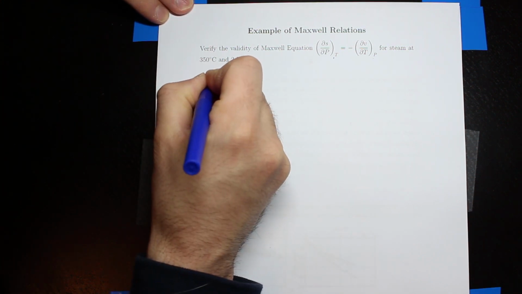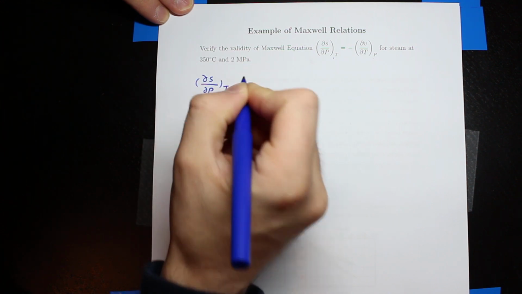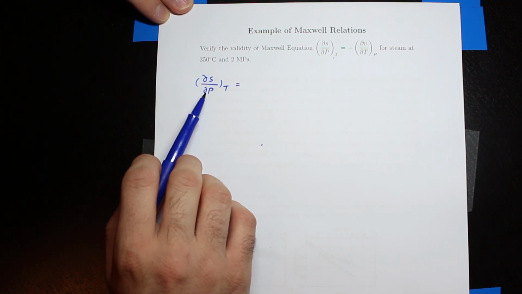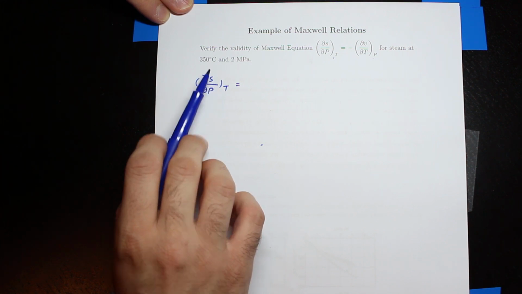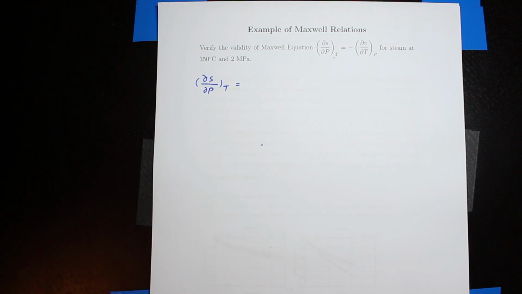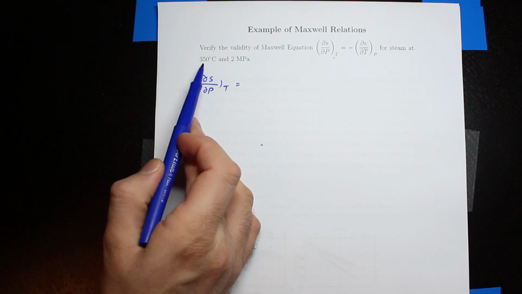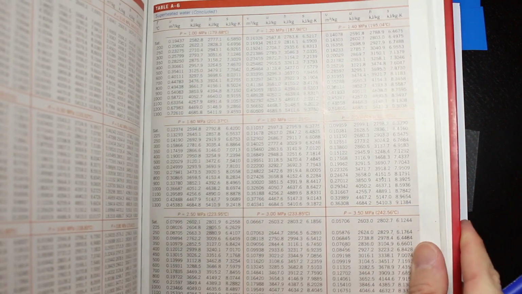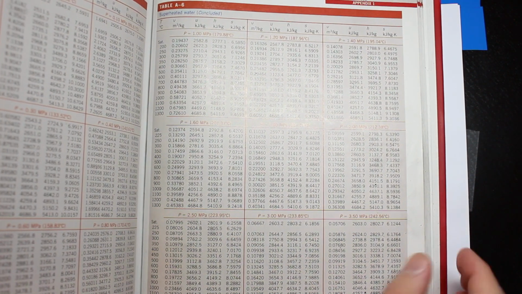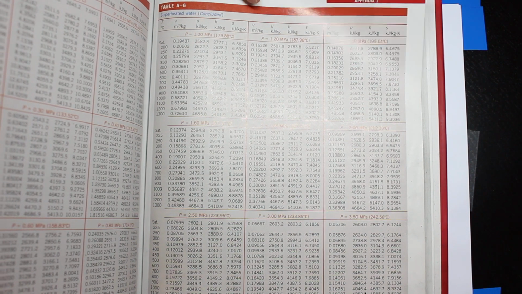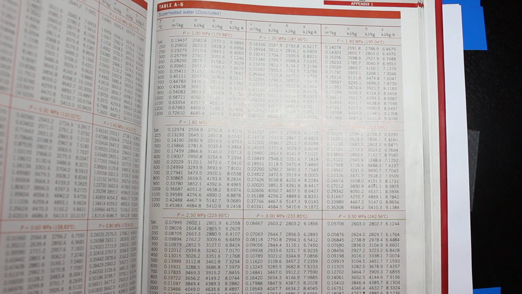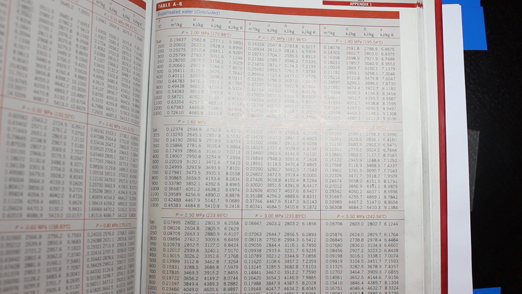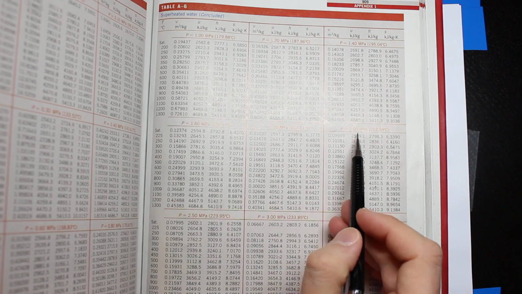The left-hand side says partial S, partial P, when the temperature is constant. So basically, what we want to obtain from the table is the change in entropy with respect to the pressure when the temperature is kept constant at 350 degrees C. If I go to the corresponding table, which is the superheated vapor table, these two properties give the phase of superheated vapor. I want to keep the temperature constant at 350 degrees C and look at the change of entropy if the pressure is changed. The initial pressure was 2 megapascal.